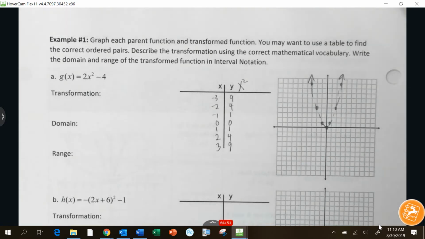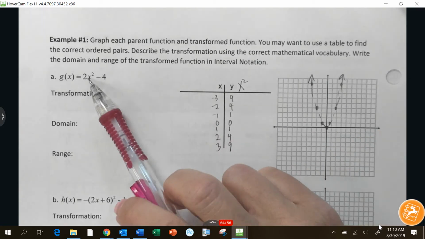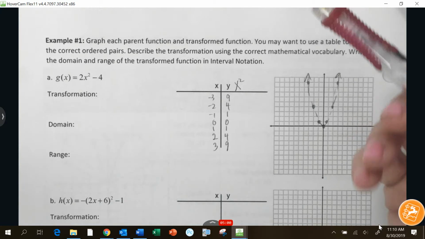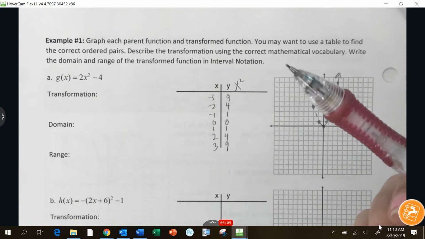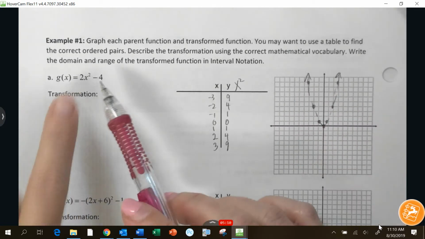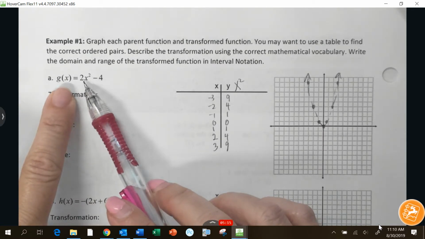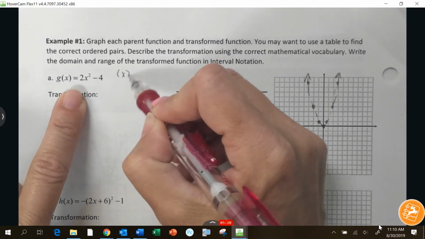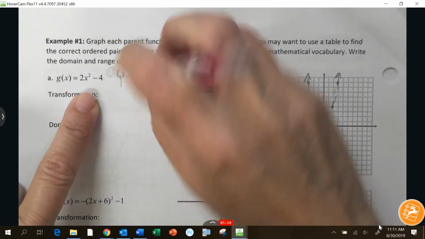Then we're going to list the transformations. I like to use tables when we have a stretch or a shrink, because for me it's easier to use the table than it is to try to envision all these stretches and shrinks plus translations and reflections in my head. So I'm going to use the table for every single one of these. 2x squared minus 4. What does the 2 do? Is the 2 on the outside of the function, which is x squared? Is it on the outside or is it on the inside being squared?